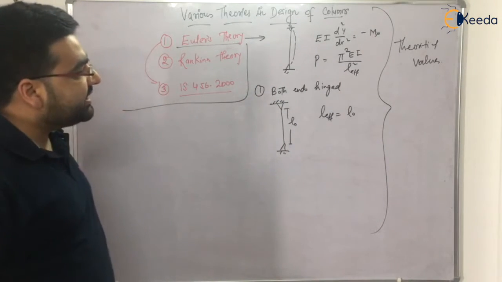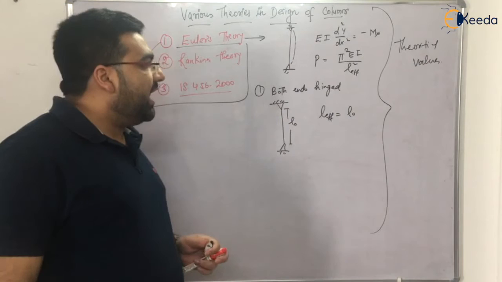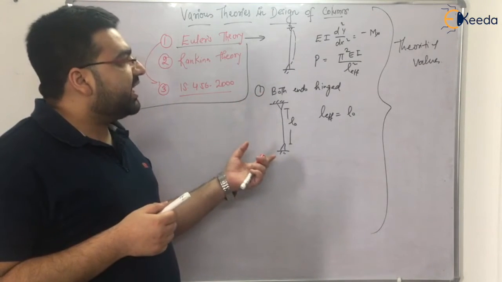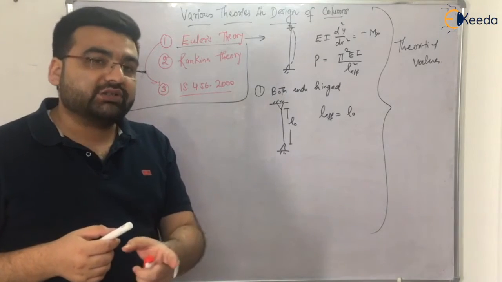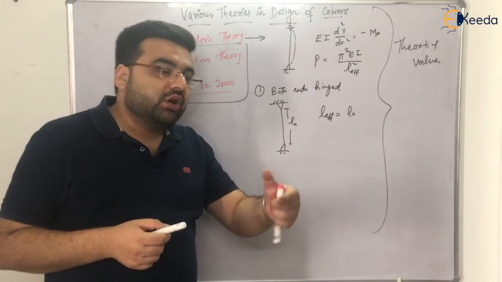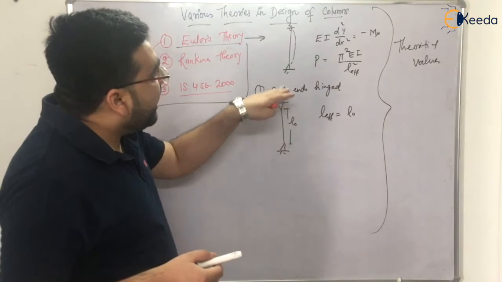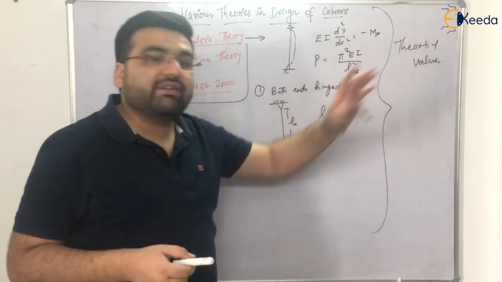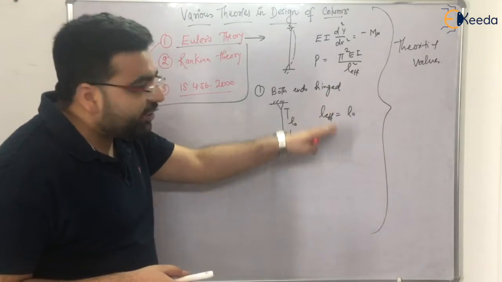I will tell you the mistake students generally make. For example, in an examination, a question has been asked: what is the effective length if both ends are hinged as per IS 456:2000? Sometimes students confuse the IS 456:2000 recommendation with the theoretical values, right? The IS values are the actual values, right?